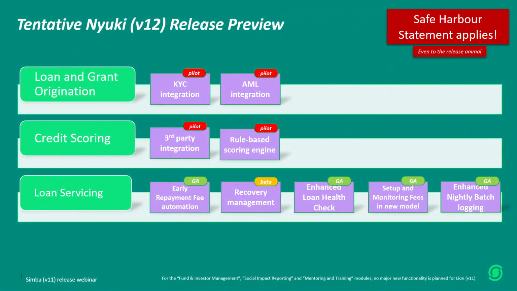So let's have a look forward at what we have planned for the next release. The release name will be Nyuki, or version 12. Nyuki is the Swahili word for bee. On the area of loan and grant origination, we are continuing our new pilots on KYC and AML integration. We're building new integrations with third parties that offer KYC and AML functionality. Another focus of the upcoming release will be credit scoring. We had this planned for the Simba release, but due to some reprioritizations, we moved it to the next release.